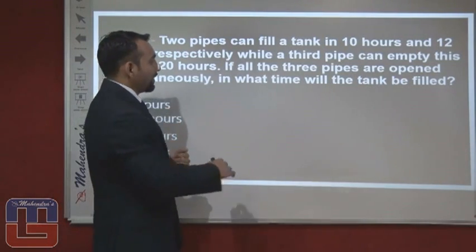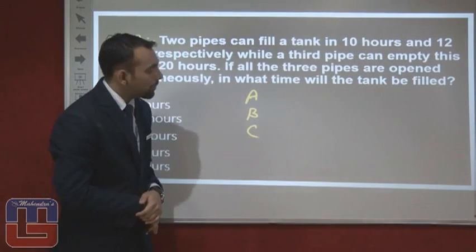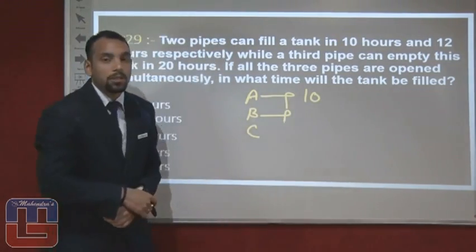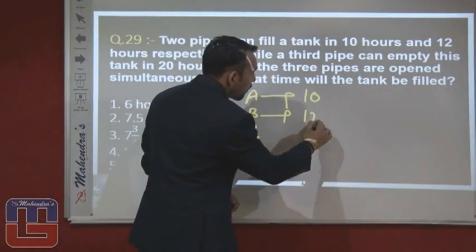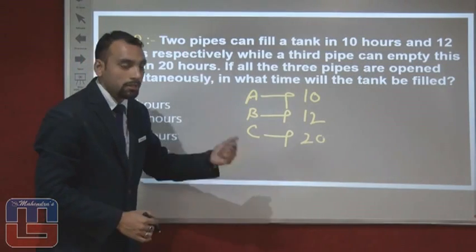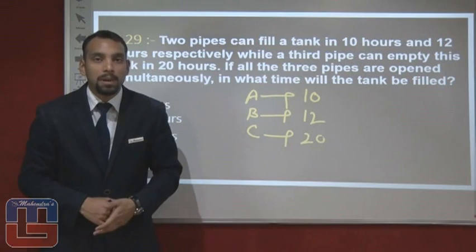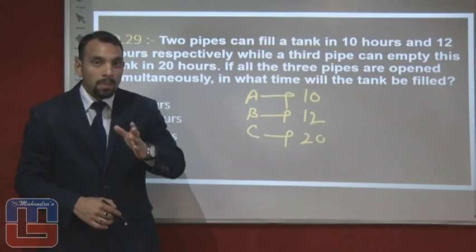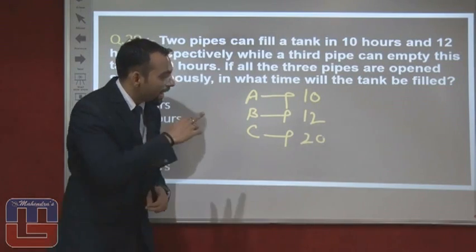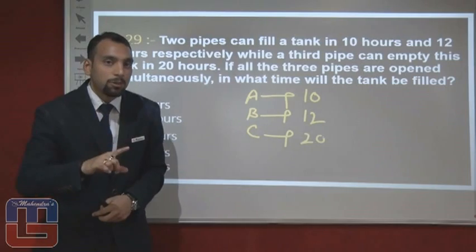Now see. Let us assume this is pipe A, this is pipe B and this is pipe C. Pipe A can fill the tank in 10 hours, pipe B can fill it in 12 hours, and pipe C can empty the same tank in 20 hours. How will we solve? We will solve this question by the LCM method. Those pipes which are filling the tank, the sign will be positive, and which empty the tank, the sign will be negative.